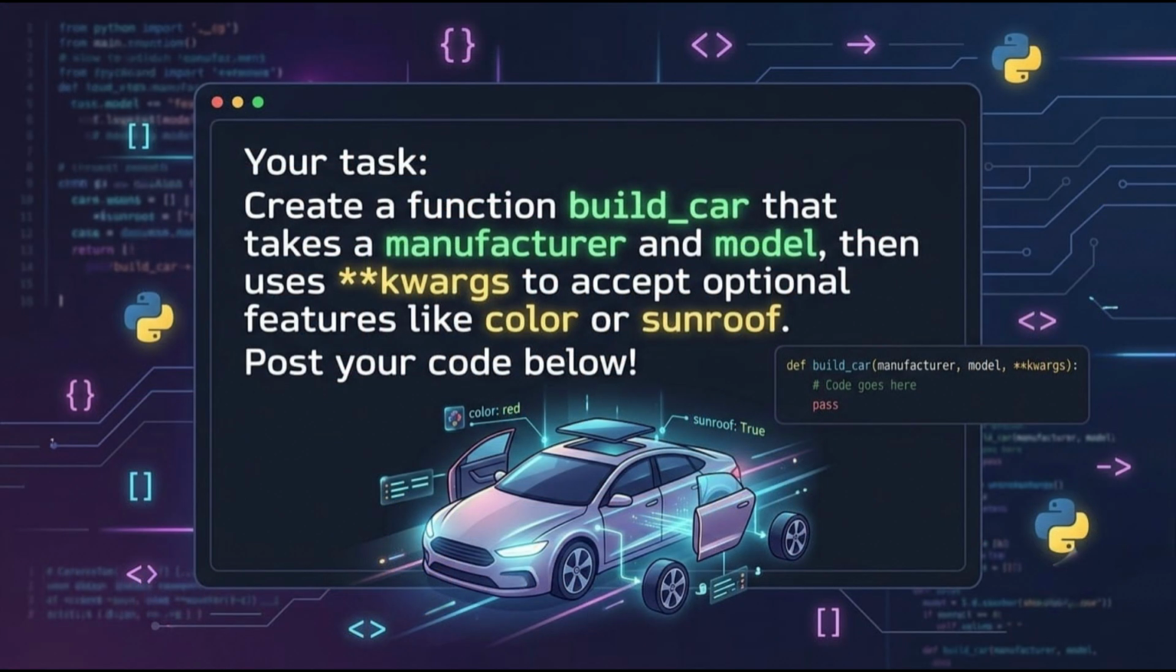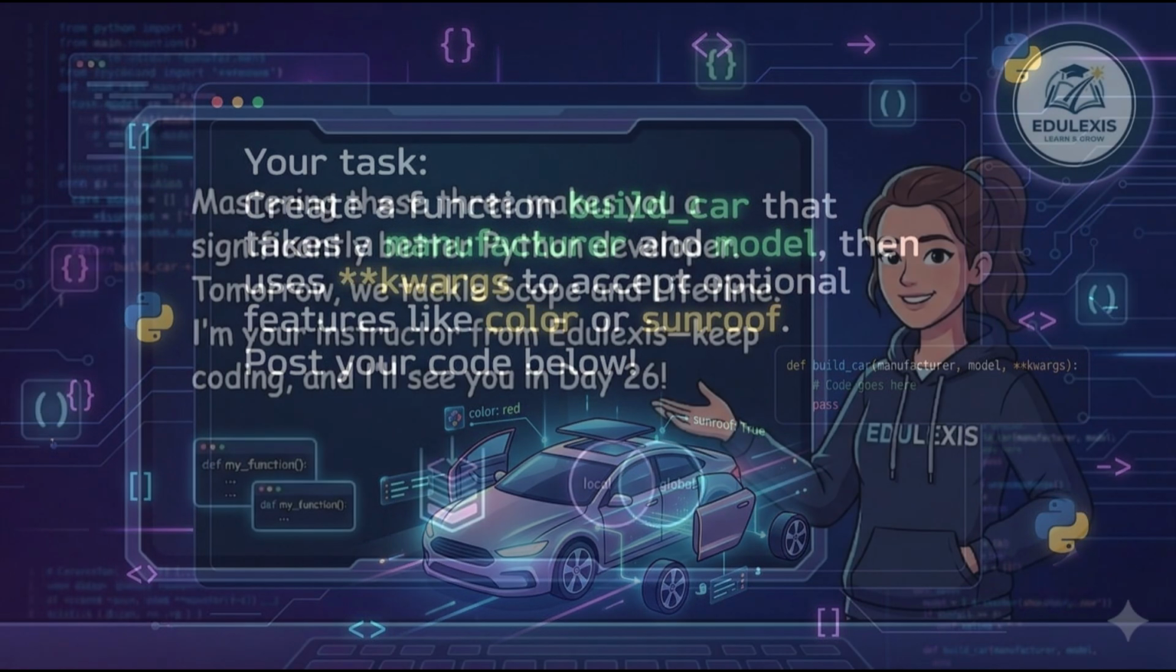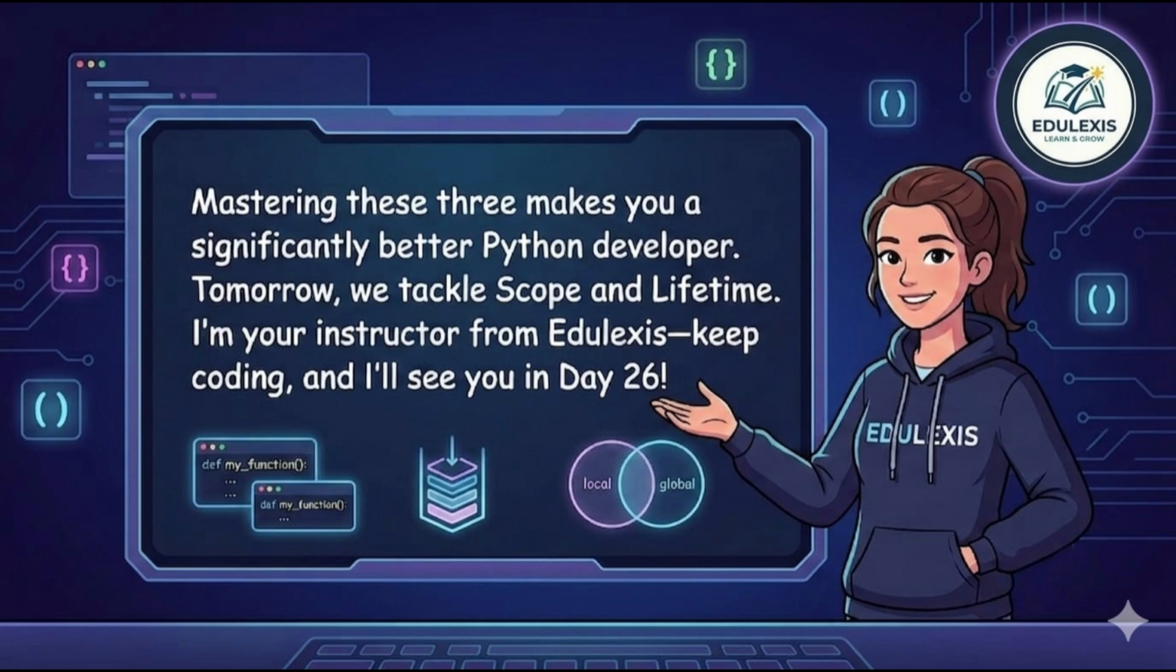Your task: create a function build_car that takes a manufacturer and model, then uses **kwargs to accept optional features like color or sunroof. Post your code below. Mastering these three makes you a significantly better Python developer. Tomorrow, we tackle scope and lifetime.